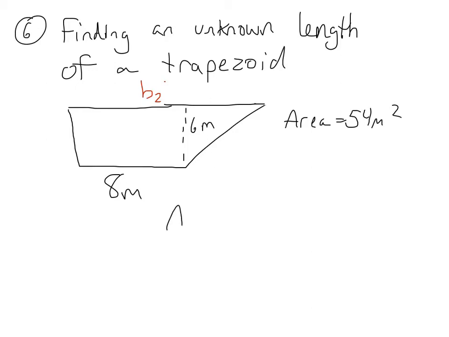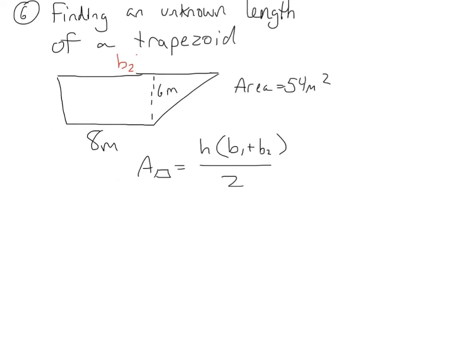Again, we know the area of a trapezoid can be found by taking the height times the sum of the bases, base 1 plus base 2, and then we divide that by 2. So let's plug in what we know. The area we actually know this time, it's 54, and that equals the height, 6, times the sum of the bases. One of the bases is 8, add to that the other base, which we don't know, so I'm just going to use the variable x, and again, we're going to divide that all by 2.